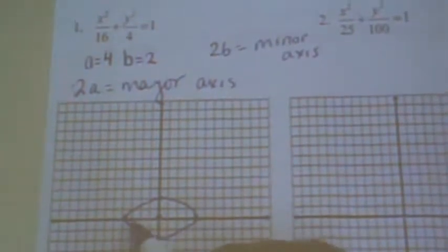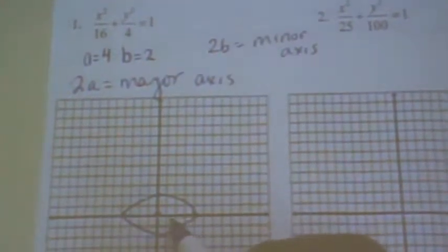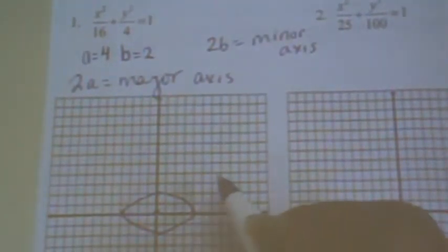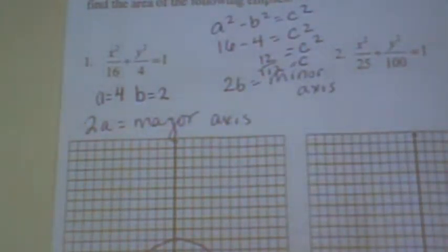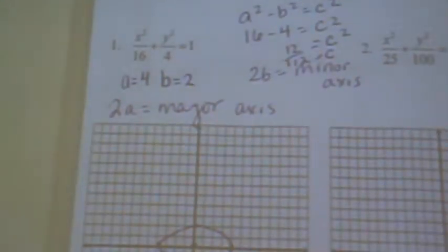Now, on your major axis are your foci, your fixed points. And the relationship is a squared minus b squared equals c squared. So if you want to find out where the fixed points are, you take these two numbers, that's your a squared, that's your b squared, and you subtract them. So 16 minus 4 is 12. So c squared is 12, so c is the square root of 12. What is the square root of 12? 2 root 3.